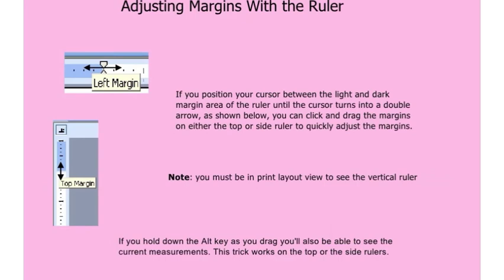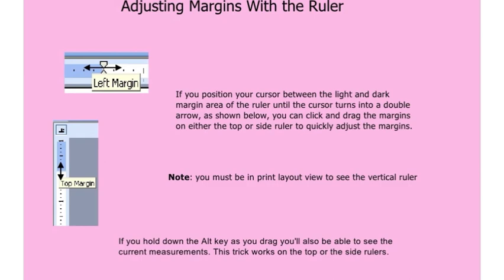Adjusting margins with the ruler. If you position your cursor between the light and the dark margin area of the ruler until the cursor turns into a double arrow as shown below, you can click and drag the margin on either the top or side ruler to quickly adjust the margins.